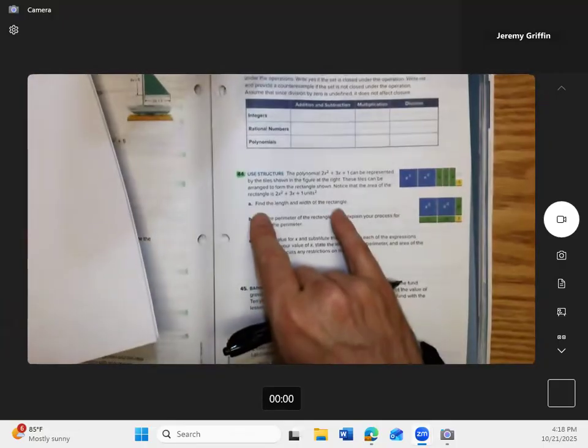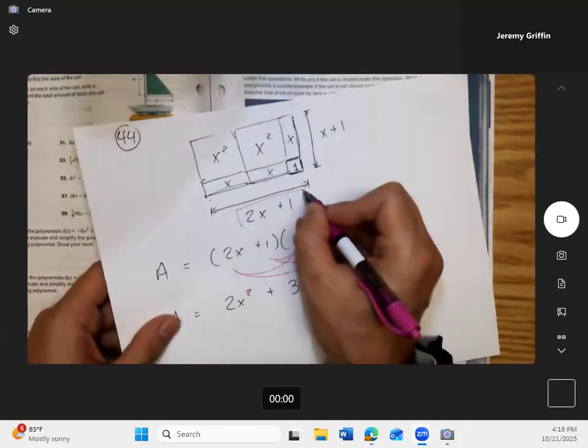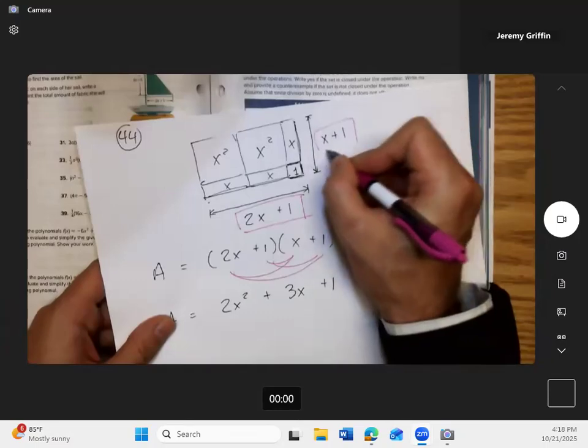And what did they actually ask them? Find length and width of the rectangle. Oh, okay, length and width of the rectangle. Well, here's one dimension, here's another dimension. So that's that answer. Boom, done.